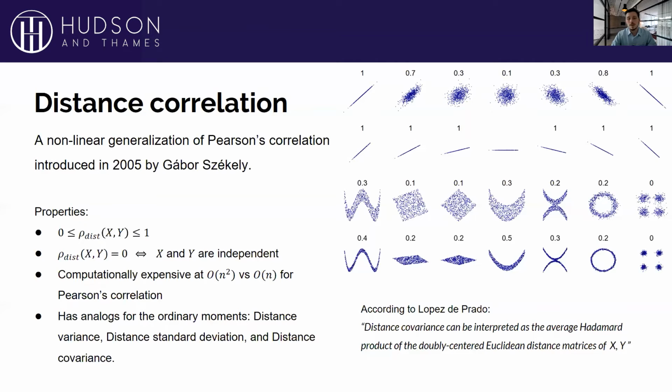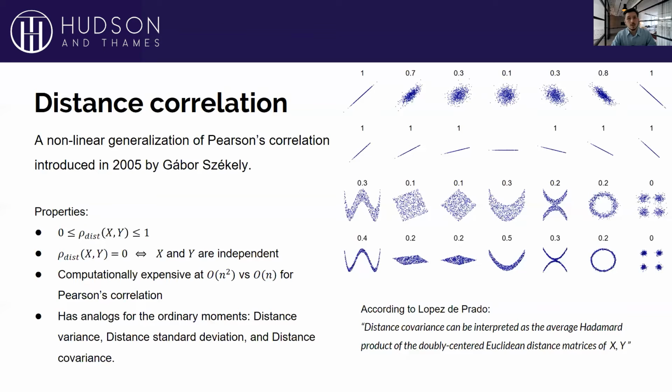The second would be that it implies the independency of random variables, which means that if the distance correlation is 0, it means that the variables are independent and backwards. So this measure can be used to determine or test the independency of random variables.